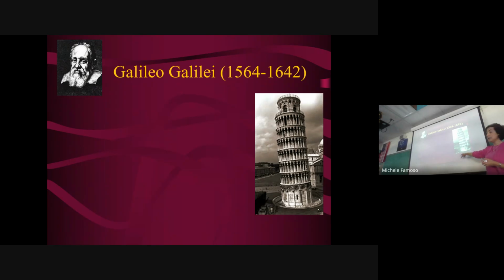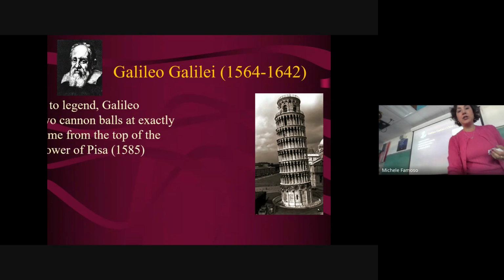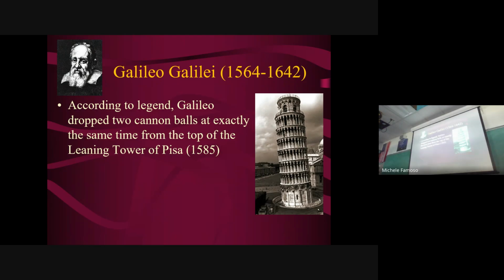Leaning Tower of Pisa. Now, according to legend, Galileo went to the top of this tower with two different cannonballs. One was 10 times the mass of the other. And he dropped them off to see what would happen. They were the same size, but one was 10 times heavier. Apparently, he did this in 1585.